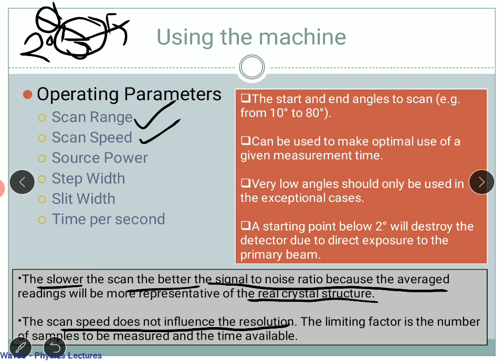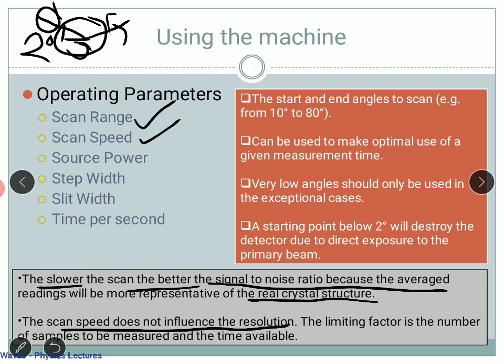So in terms of a crystal structure, if two atoms or molecules are very close to each other and we can actually determine them using XRD, that means the system has very good resolution. We also have the limiting factors of the number of samples to be measured and the time available. So there are a lot of restrictions when you are practically using the machine in real life.